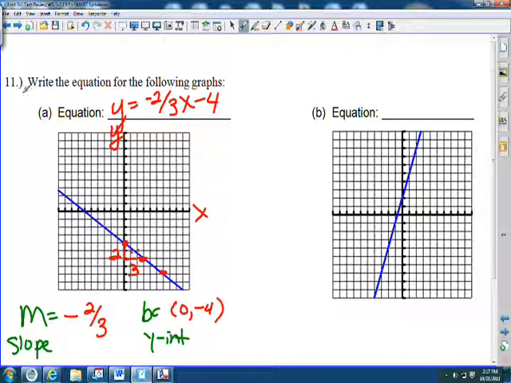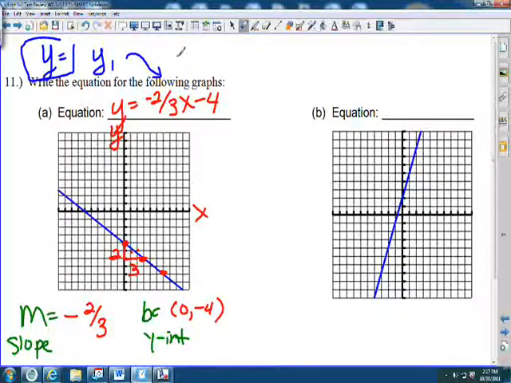Again, I would go in my calculator. I would go to y equals. I would go into y1 and put my equation in there and press graph. And I would make sure that it matches what graph is right here.